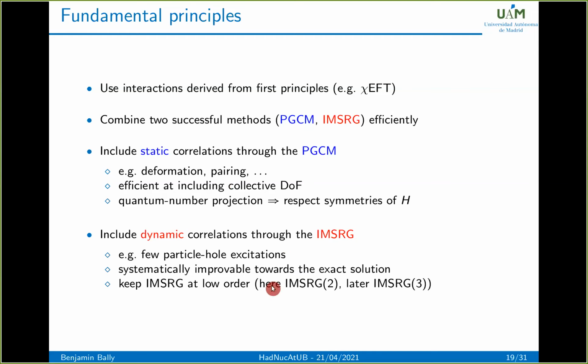The goal is that by combining these two methods, we can try to keep the MSRG at low order. Here MSRG2 was considered, maybe MSRG3 later, because although all these ab initio methods can in principle give you the exact solution, if you have to go to the 10th order, you're dead for numerical reasons. So in principle they can converge to the exact solution, but it's better if you can do it at low order. The basic idea is to use a much better reference state to build your correlations on top of it.